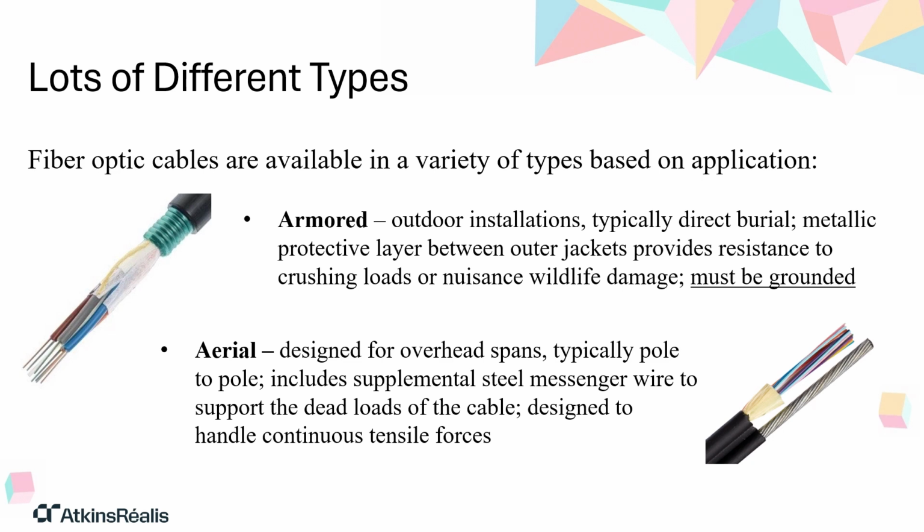And the last type of fiber optic cable is aerial cable. These are specially manufactured cables that include a steel messenger wire within the jacket to support the dead load of the cable for overhead spans. So as this cable is installed from pole to pole, that messenger wire will be responsible for carrying the dead load and the tensile forces and not the central strength member.